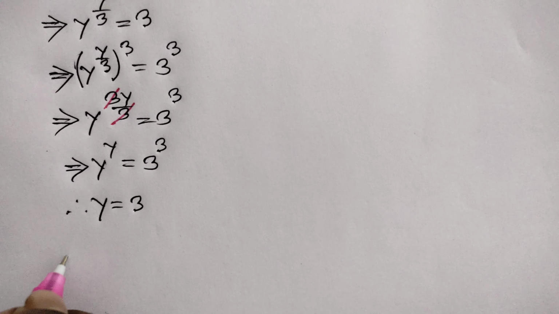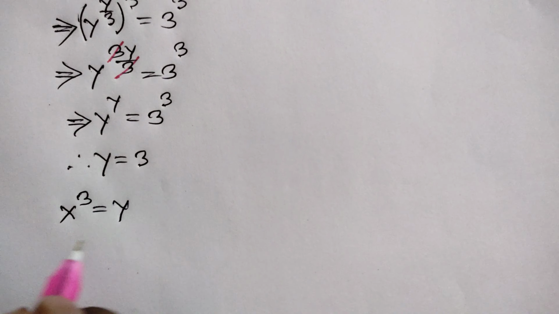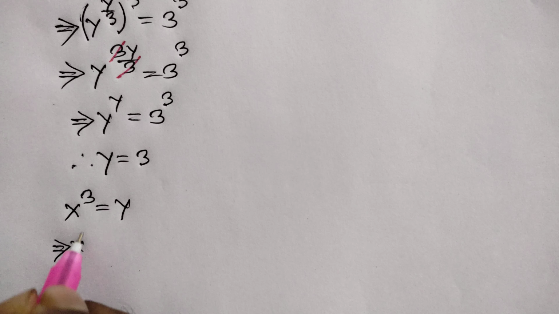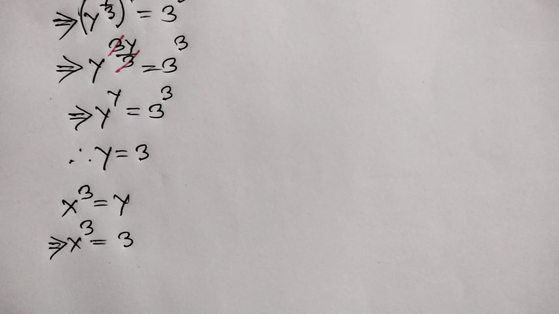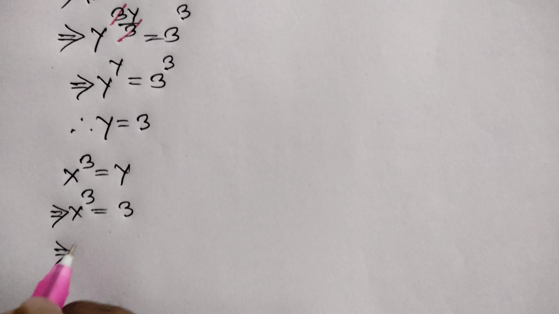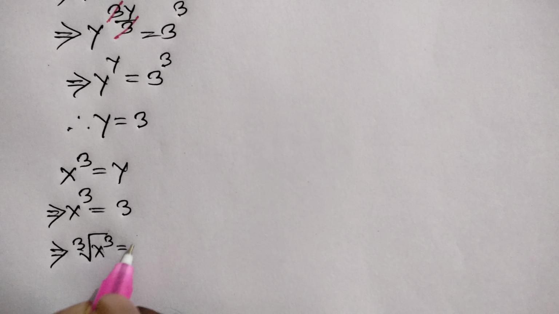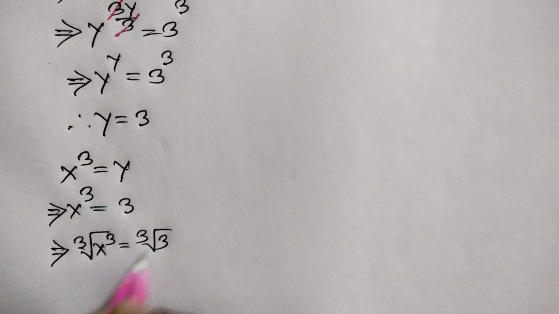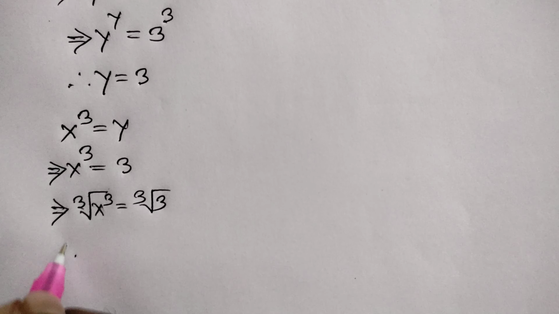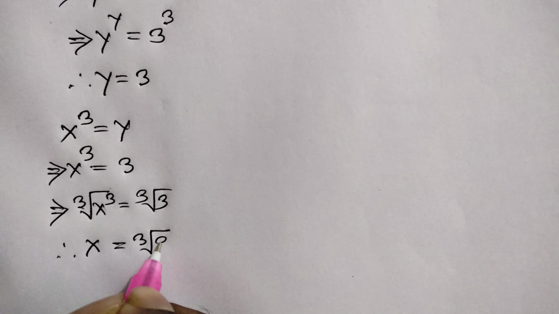x cube is equal to y. Here y is equal to 3, so we can write here x cube is equal to 3. Now taking both sides cube root, we can write here cube root of x cube is equal to cube root of 3. So finally we will get the value of x is equal to cube root of 3.